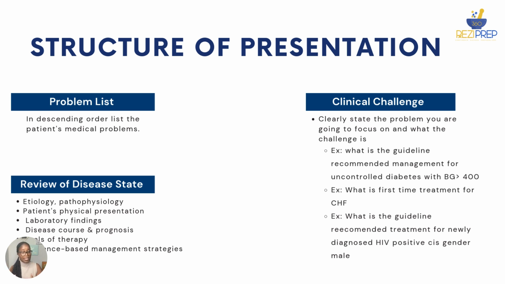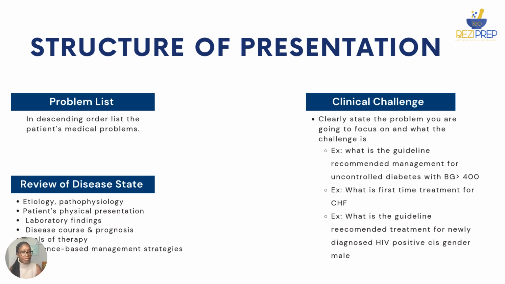Disease course and prognosis is definitely important. And then, what are the evidence-based management strategies? That takes us into clear isolation of the clinical challenge. You have got to state for your audience what your problem is that you are trying to solve, because this is where literature review will come in.